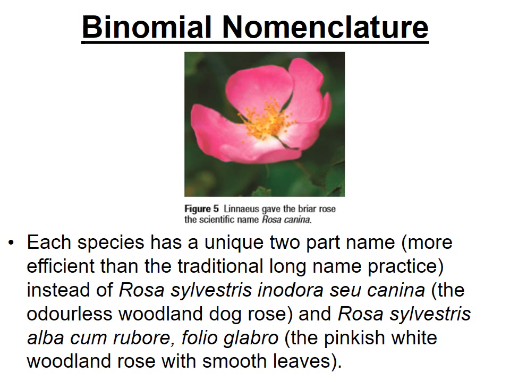Binomial nomenclature is very, very useful, especially compared to the long name that we used to use traditionally. For example, this here is Rosa canina. The traditional name was Rosa sylvestris inodora subcanina, which is very, very long. So the two-part name is much more useful, and not so much of a mouthful compared to the long traditional name over here.